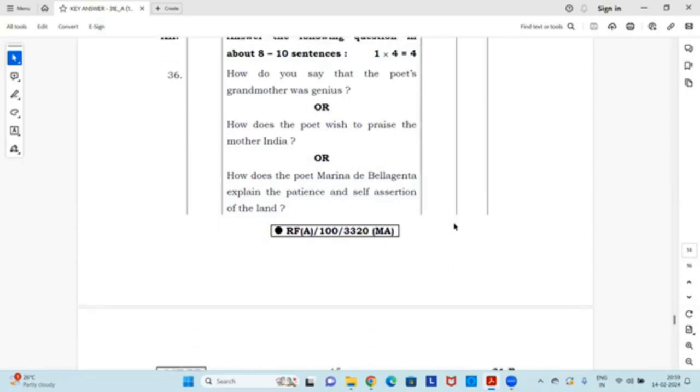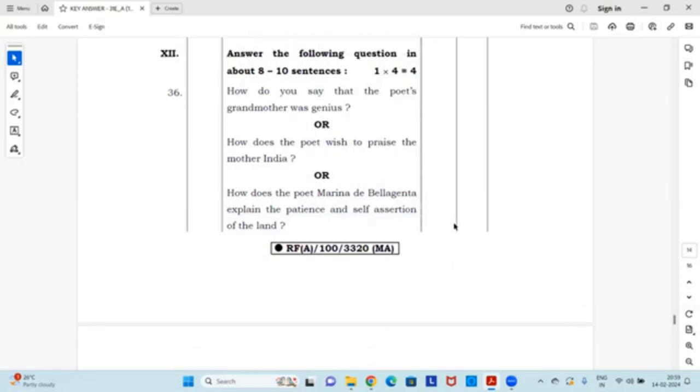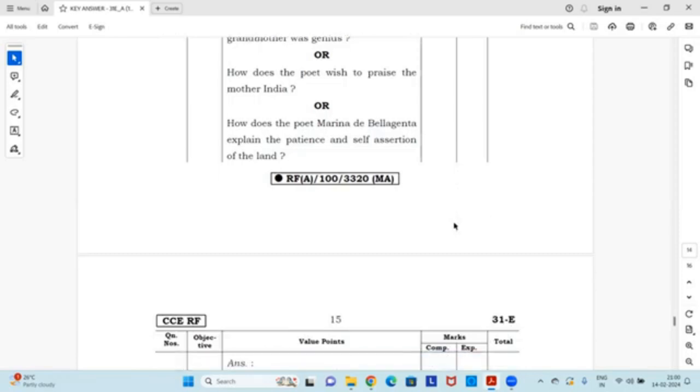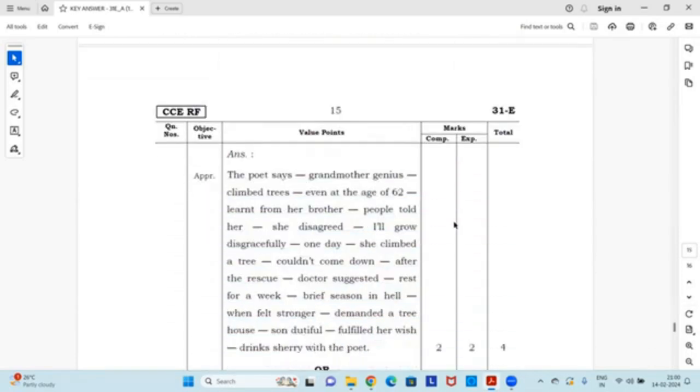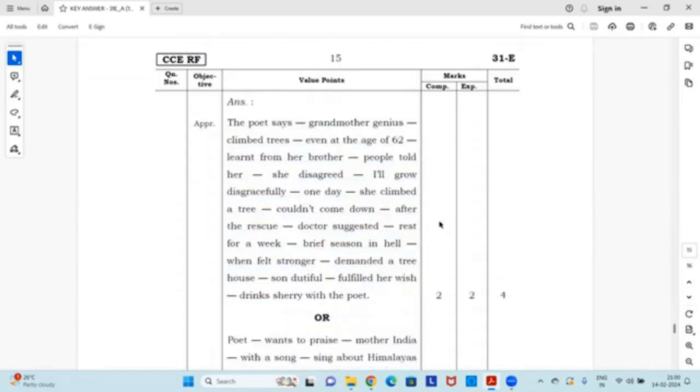You have to write any one, or you have options over here. How do you say that the poet's grandmother was a genius? The next optional question is, how does the poet wish to praise Mother India? One more optional question is, how does the poet Marina de Bellagenta explain the patience and self-assertion of the land? Okay, so the answer is given here. For all three questions, key points are given.